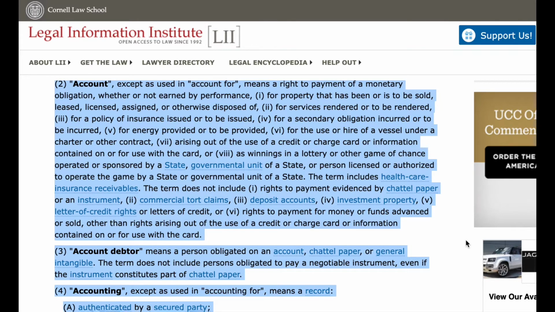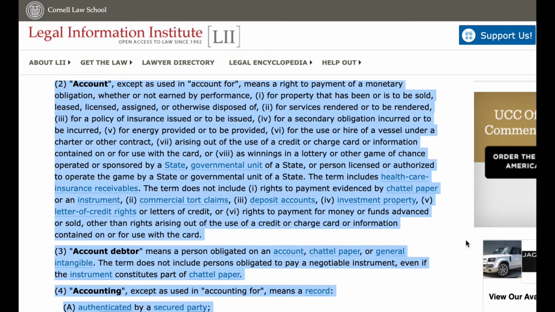The term does not include: i. rights to payment evidenced by chattel paper or an instrument; ii. commercial tort claims; iii. deposit accounts; iv. investment property; v. letter of credit rights or letters of credit; or vi. rights to payment for money or funds advanced or sold, other than rights arising out of the use of a credit or charge card or information contained on or for use with the card.